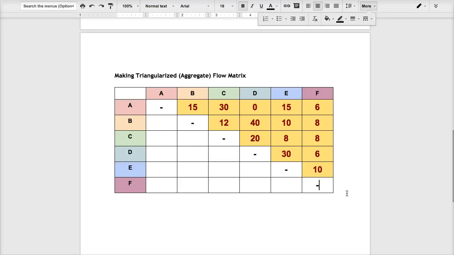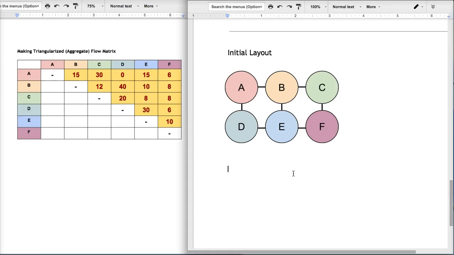And there we have our triangularized flow matrix, or our aggregate flow matrix. Again, the whole point of this exercise is to try and reduce the amount of pedestrian traffic between these different buildings. Now that I've got my aggregate flows between each of the different pairs of buildings, I want to create some type of metric that will allow me to compare different layouts of the different buildings and the resulting amount of pedestrian traffic that is caused by those layouts.